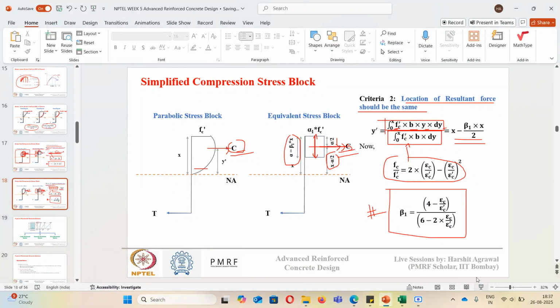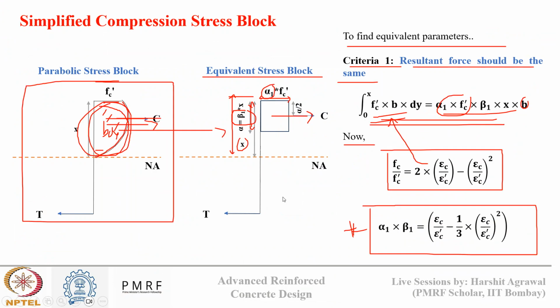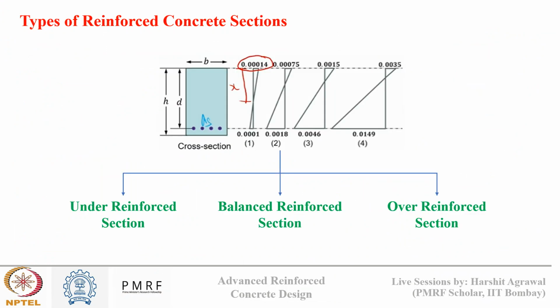So these are two conditions that we need to satisfy to convert a complex stress block into a simplified stress block. Now, with this condition, once we get the simplified stress block element, if we see this linear strain profile for reinforced concrete, as the strain in concrete increases, the strain in steel reinforcement will also change, and accordingly the depth of neutral axis will also change.